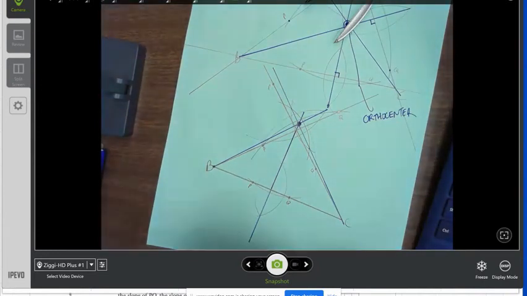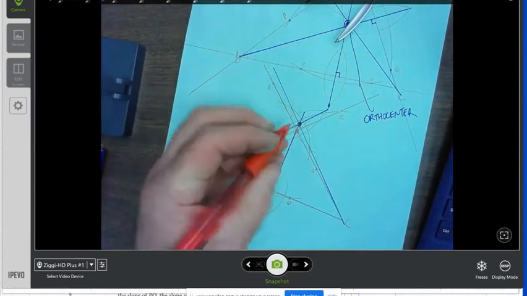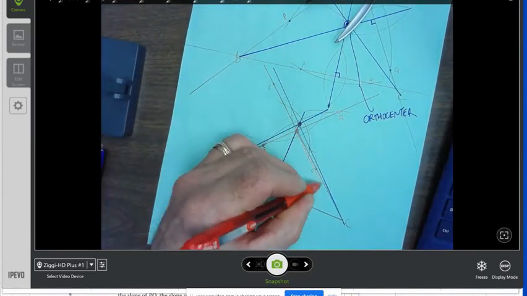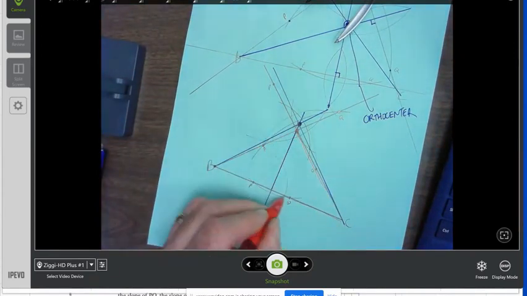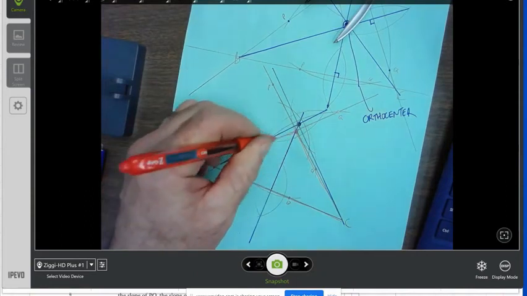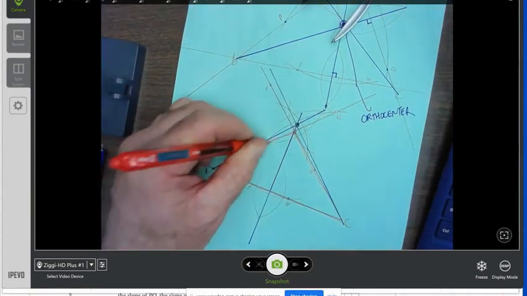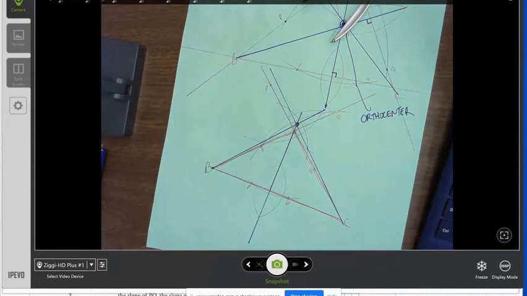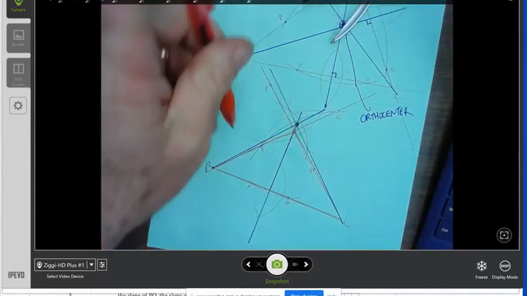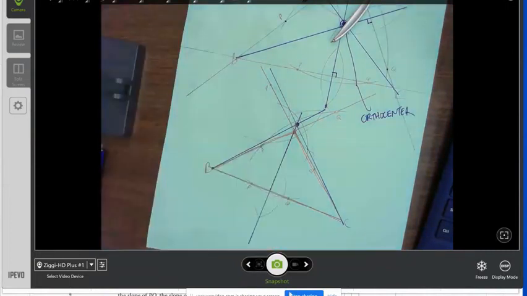The original triangle is here in red. And so the orthocenter is outside of that triangle. Okay, so now we'll go back to the book.